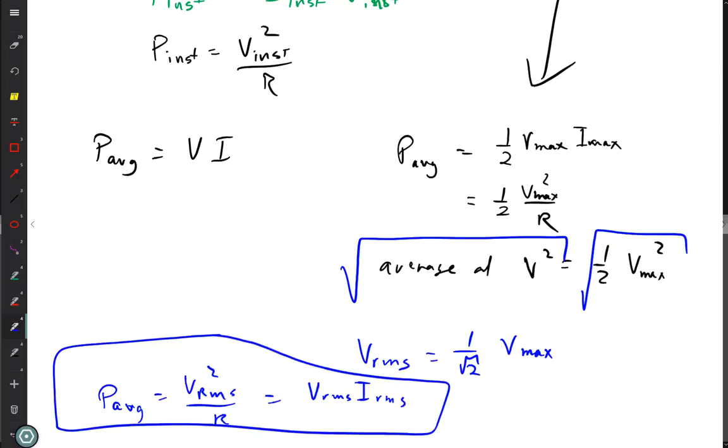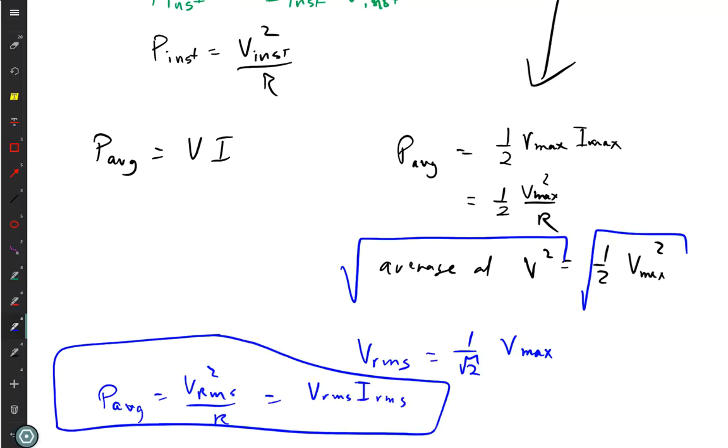And so that's how we find the power through a resistor. Now I had to use Ohm's law for this, right? So the average power for a resistor is what I found here specifically. If it wasn't a resistor, this wouldn't have been correct. But for a resistor, the average power is VRMS IRMS.